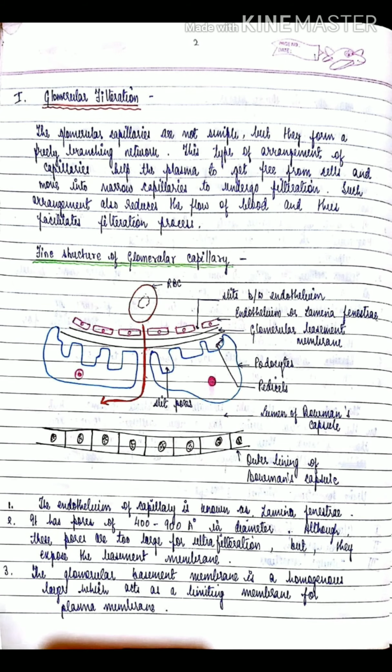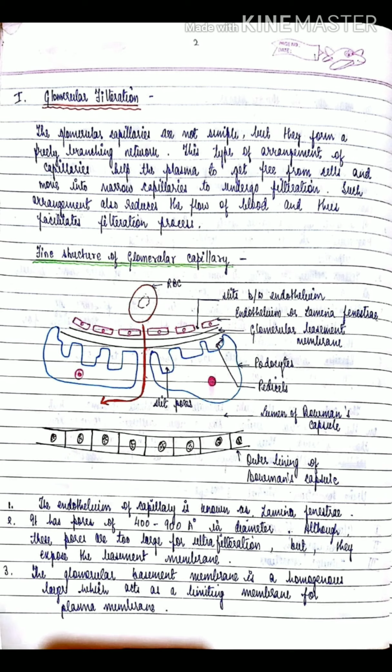So the first process is glomerular filtration that takes place in the capillary network. Now, as you can see in the diagram, this is the fine structure of glomerular capillary. The first layer is endothelium, also known as lamina fenestrae. Then comes the glomerular basement membrane. Beneath the basement membrane is podocyte. These are certain specialized cells that are present in the visceral layer of Bowman's capsule.